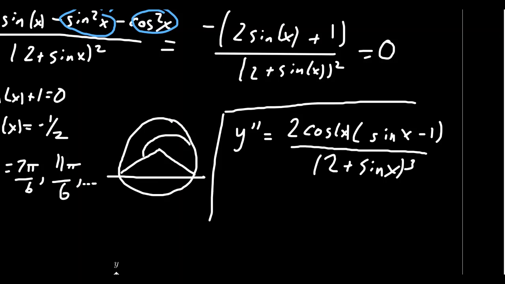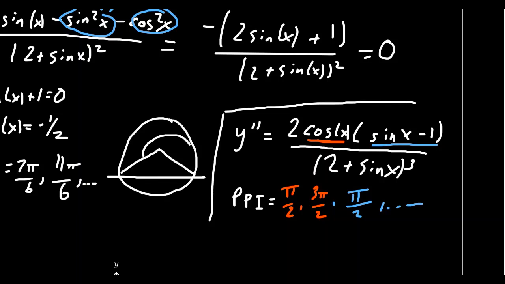All right, so the PPIs here are going to be the things that make the numerator go to 0, because there's no choice of x that makes the denominator go to 0. So we have to worry about when cosine goes to 0. And we mentioned that before. Those are our x-intercepts. Those happen at pi halves and 3 pi halves. But then we also have to worry about when sine of x minus 1 equals 0. That would happen when sine equals 1, which would happen at pi halves. And again, this repeats itself, but this gives us all the critical numbers for a single period.